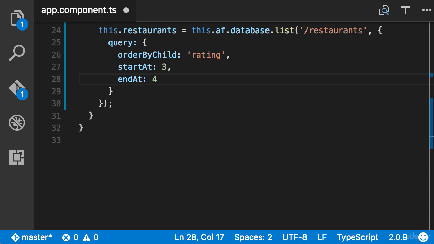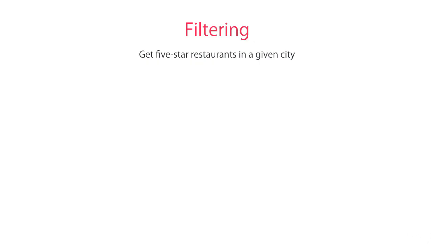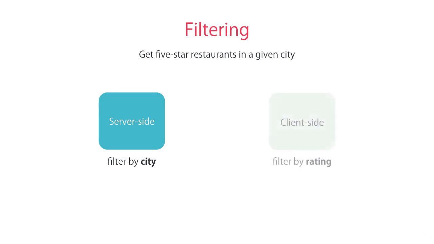Now, similar to sorting, in Firebase, you cannot filter objects by multiple properties. So if that's a requirement, you need to do most of your filtering on the server and the rest on the client. For example, imagine we want to get all the 5-star restaurants in a given city. We can filter restaurants by their city first on the server, bring them all to the client, and pull out the 5-star restaurants on the client.